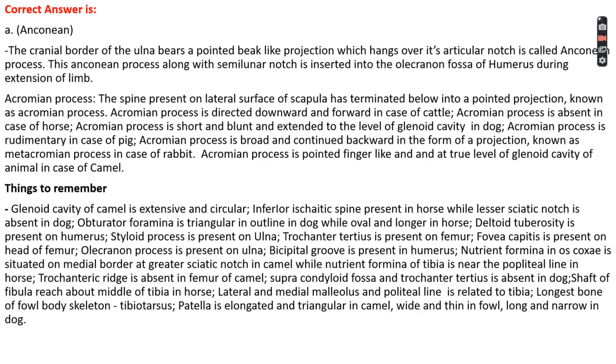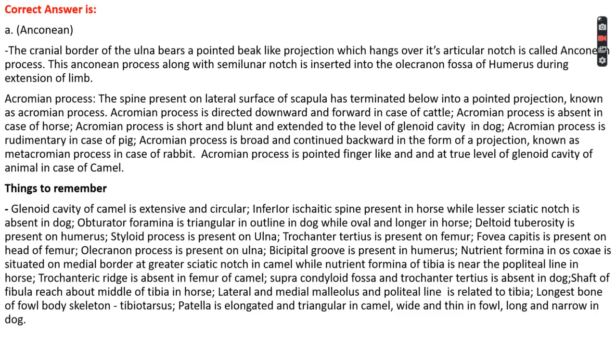Okay, deltoid tuberosity is present on the humerus. Styloid process is present on the ulna. Trochanter tertius is present on the femur. Fovea capitis is also present on the head of the femur. Olecranon process is present on the ulna. Bicipital groove is present on the humerus.